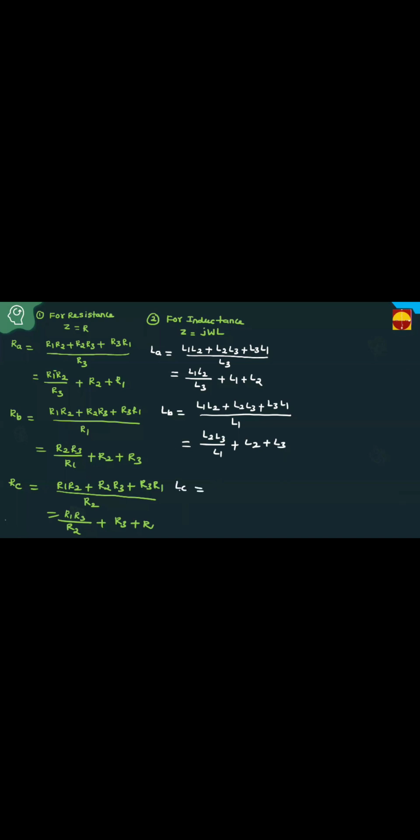The last one is LC. L1 L2 plus L2 L3 plus L3 L1 divided by, students, the last one is L2. Then you have to simplify this, what you can get? That is L3 L1 or L1 L3, that is L1 L3 by L2 plus L3 plus L1. How to apply, already explained. Then the last one is for capacitance.